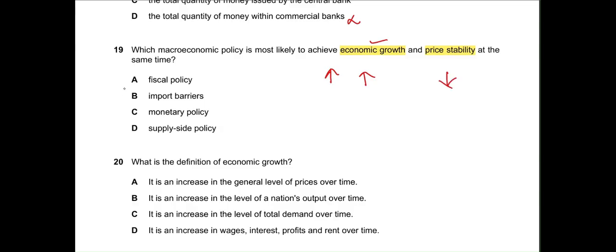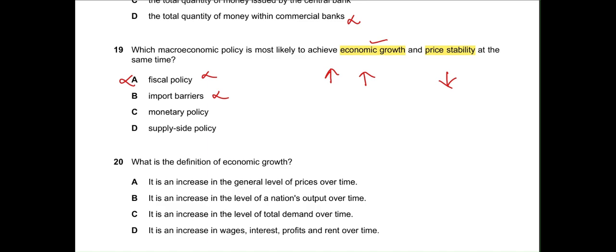So if you say fiscal policy, the answer is wrong, because if they are decreasing tax in order to increase economic growth, at the same time there would be an increase in demand and inflation will rise, so prices won't be stable. So this won't be the correct answer. Import barriers, again, if you're levying an import duty, I don't think this is appropriate, so this is anyway eliminated.